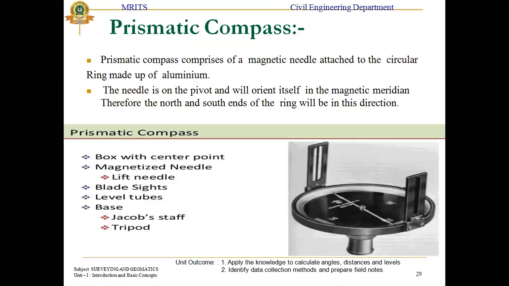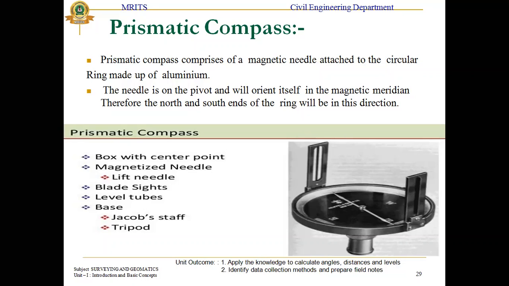Okay, coming to the prismatic compass. In the prismatic compass, the magnetic needle is attached to a circular ring made of aluminum. The needle is provided for the different directions, like north. The north direction is compulsory; the instrument already shows north, east and west, and the north direction will be visible.